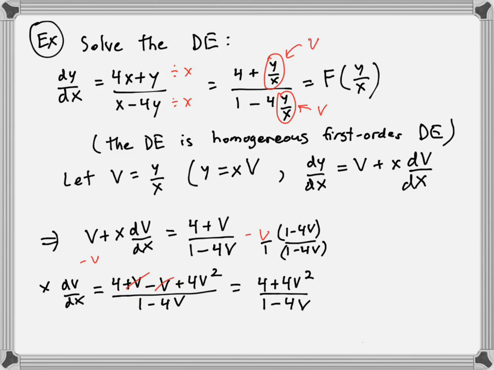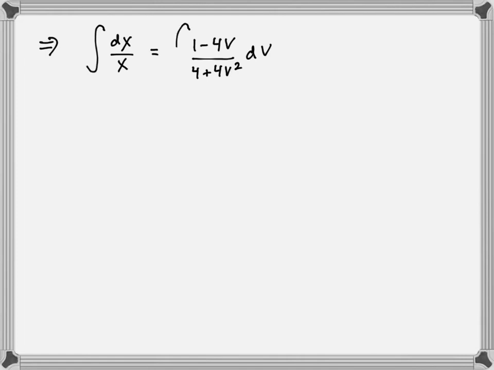We've almost written this in separable form. Let me go ahead and do this on the next line. We're going to multiply both sides by 1 over x and also multiply both sides by the reciprocal of the right side. This gives us the following, okay? This implies that dx over x is equal to 1 minus 4v over 4 plus 4v squared dv. So notice that this is separable, so I'm just going to integrate both sides.